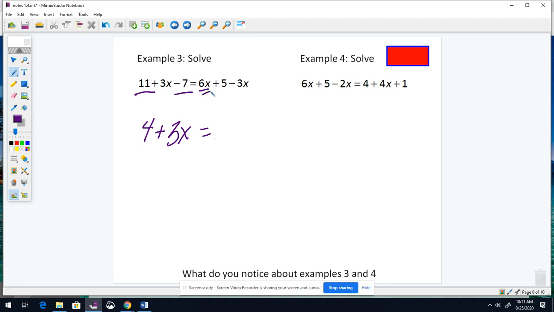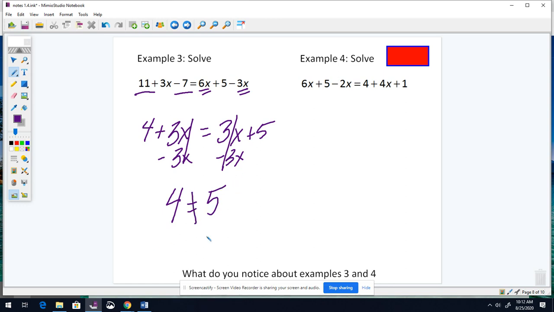On this side, I have a 6x and a minus 3x. I can combine those. That gives me 3x. And what you'll notice here is my first step is going to be to get rid of the 3x. Well, they got rid of it on both sides. So what I'm left with is 4 equals 5, which makes absolutely no sense. In no reality does 4 ever equal 5. I'm just going to put a little line here. What that means is this doesn't work.